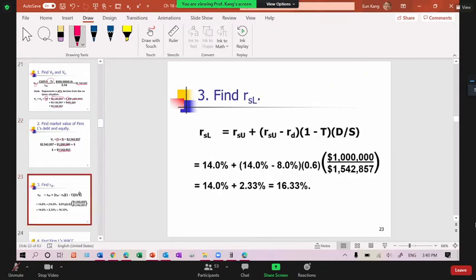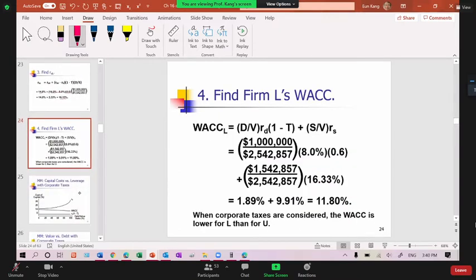Then RSL is what? Use RSU plus (RSU minus RD) times (1 minus T) times D over S, then you get 16.33. And then WACC is what? Look at this WACC. There is a (1 minus T) there, right? Tax benefit. RD times (1 minus T) plus RS. Look at this. WACC goes down. That is definitely lower than RSU, that is 14%. So when corporate taxes are considered, the WACC is lower for L than for U.